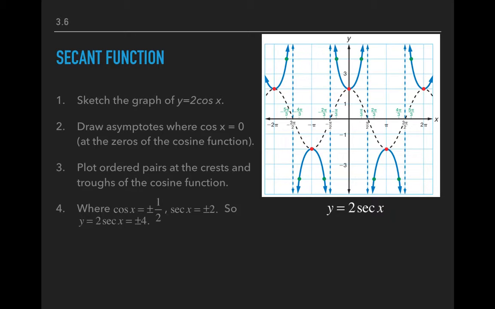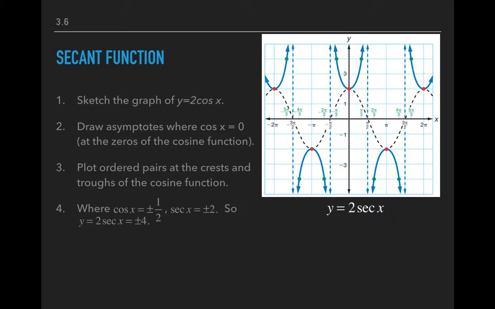Now, again, like we did for the previous function, wherever cosine of x is 1/2, secant is going to be 2. So look at your golden table. Cosine is equal to 1/2 at pi over 3. Cosine of negative 1/2 happens at 2 pi over 3. Now we're not going to plot the points at 1/2. We're working with secant. We'll plot them at the reciprocal of 1/2.